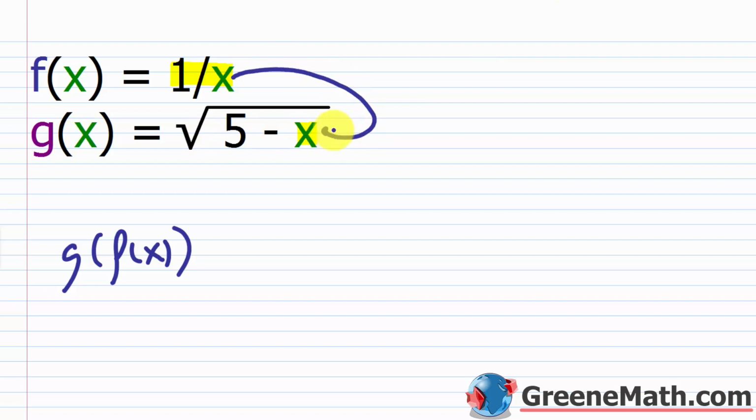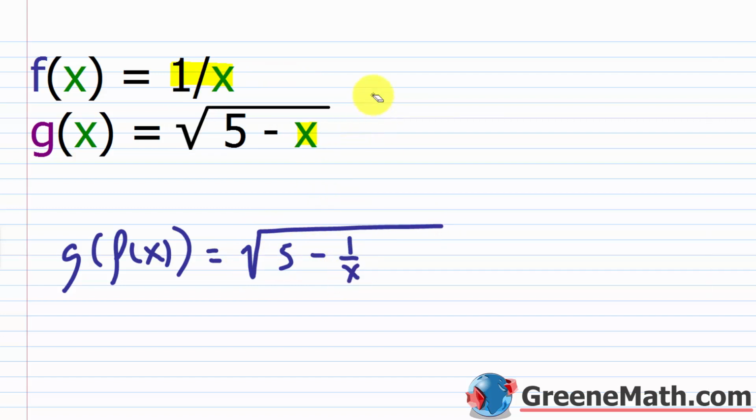Now, this one will be a little bit more complicated. So we will have the square root of 5 minus, again, for x, I'm plugging in a 1 over x. Okay, so now let's think about the domain. And again, this one will be slightly more complicated. So my domain. Now the inside function is 1 over x, right? It's the f of x.